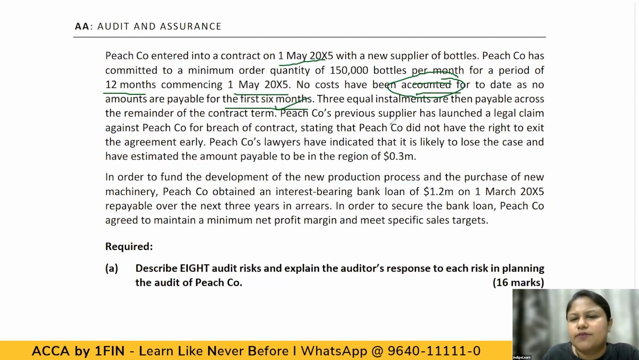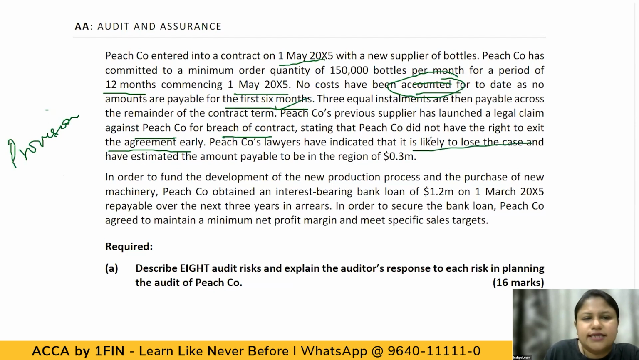Peach Company's previous supplier has launched a legal claim against Peach Company for breach of contract, stating that Peach Company did not have the right to exit the agreement earlier. So this is giving an indication of whether a provision has to be created. Peach Company's lawyer has indicated that it is likely to lose the case. Then it is sure that you have to create a provision because the probability is there. And they've estimated the amount payable, so you can reliably measure it also, at $0.3 million.